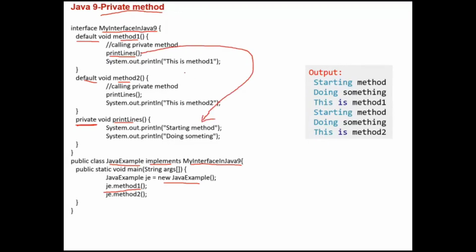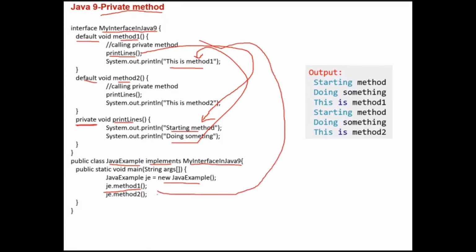Now control will come to here. It will print the starting method and doing something. After that, control will come to here, and it will print this is method 1. When this function is over, control again will come to here. Next it is going to call method 2. From method 2, I'm going to call the same private method. Again it will print starting method, doing something, and then it will print this is method 2. After that, control will come to here. So this is the output of this program.